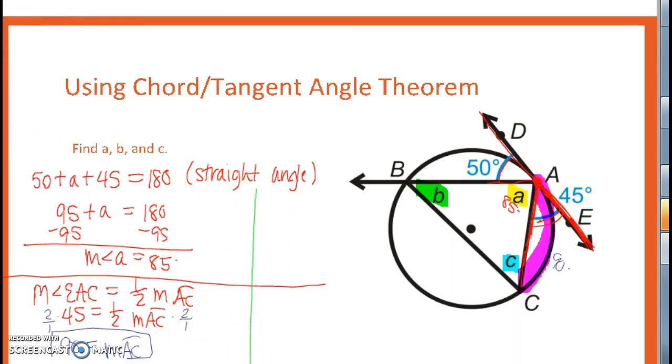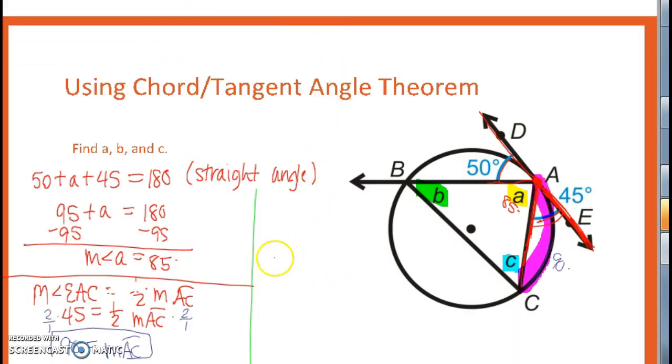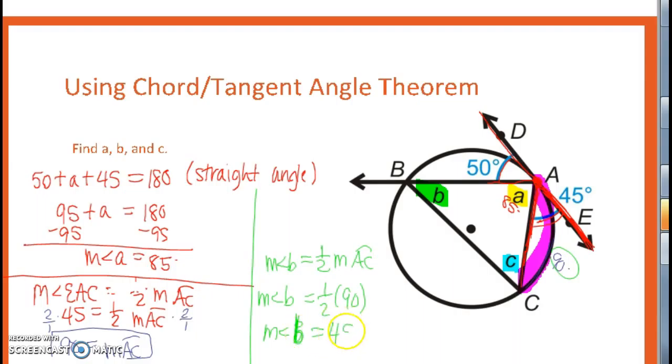So I can come over here, let me erase this over here. An eraser would work. And come over here and I can say that B, or the measure of B, is equal to 1/2 the measure of the purple arc from A to C. And I just determined that arc was 90 degrees. So 1/2 of 90 gives me the measure of angle B. And so B is equal to 45 degrees.